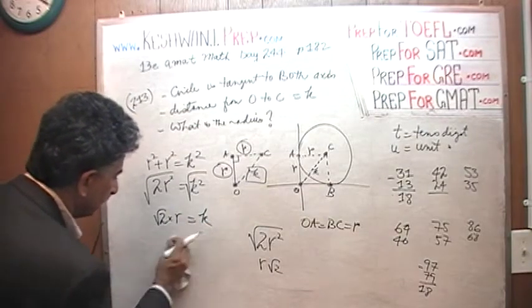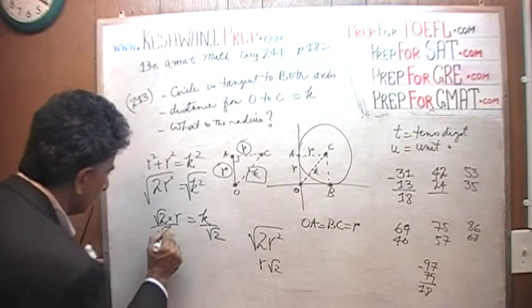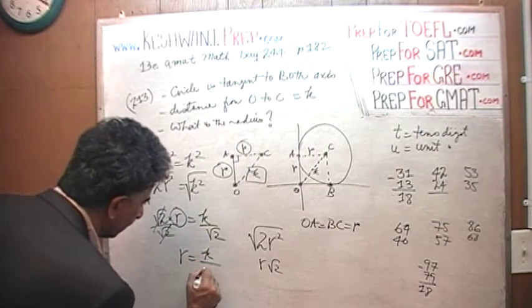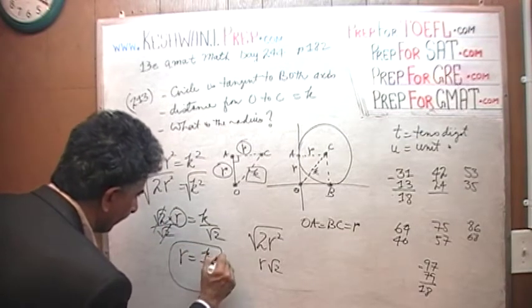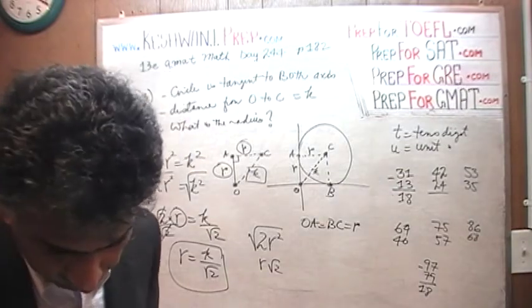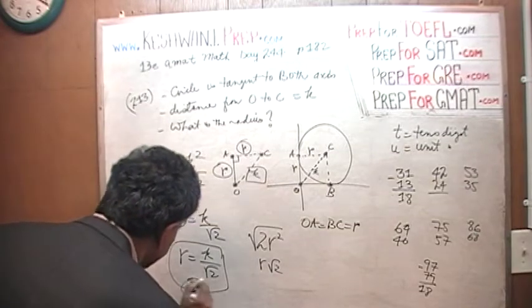We have to divide both sides of the equation by root 2, and this root 2 cancels out, and we end up with r equals K over root 2, which is answer choice B. The answer is B.